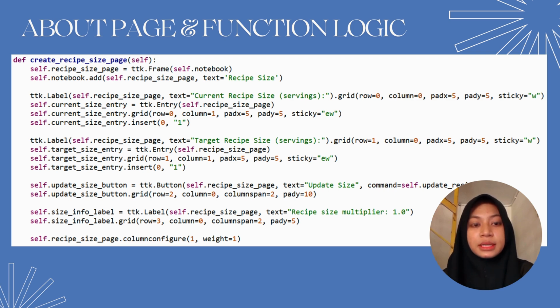Next, the button labeled Update Size triggers the update_recipe_size method when clicked. This method calculates the recipe size multiplier, which adjusts ingredient quantities proportionally. Next, after the calculation, the updated multiplier is displayed to guide users on how ingredient amounts will be scaled.